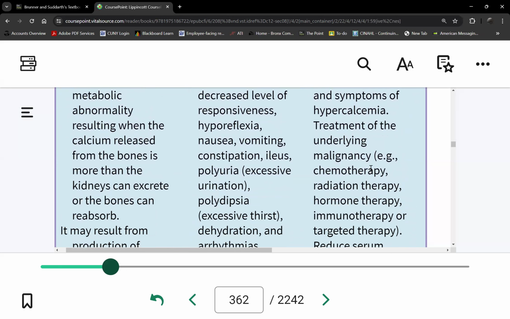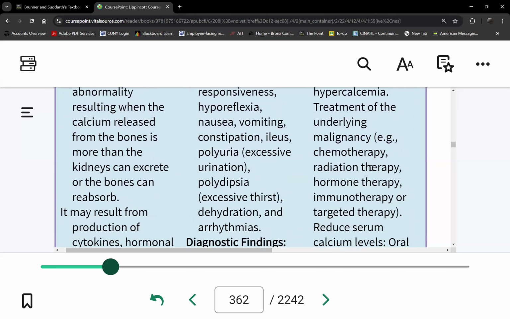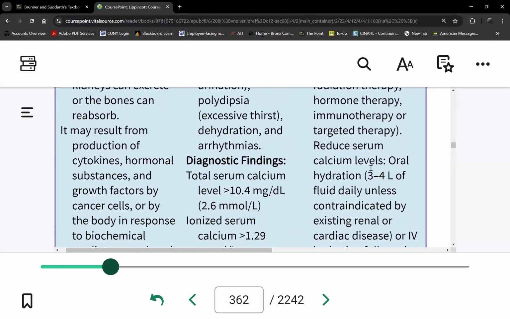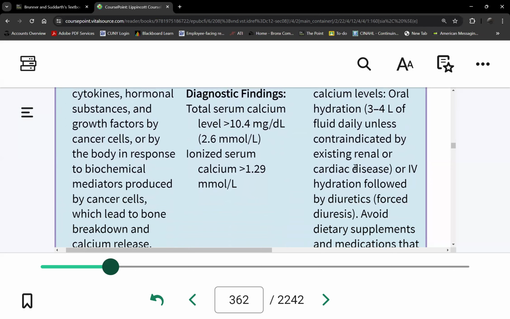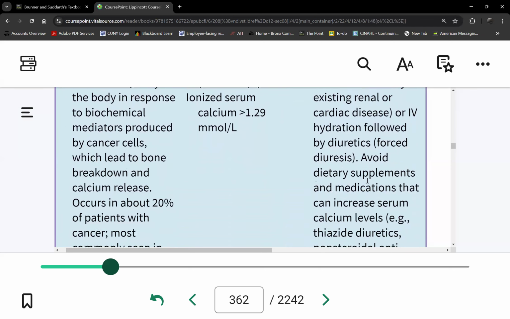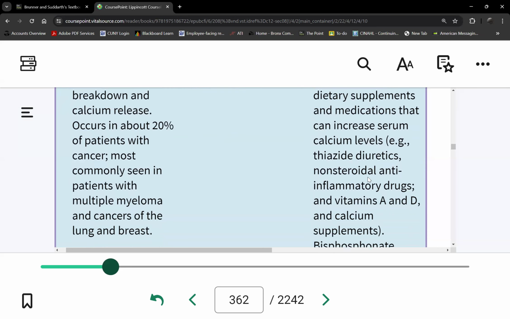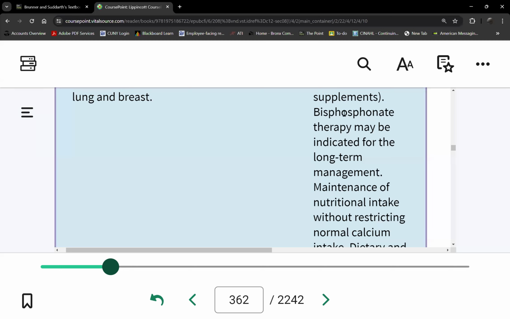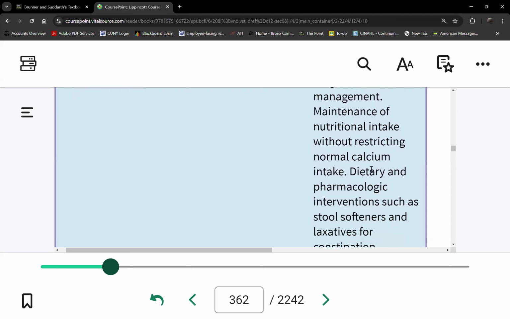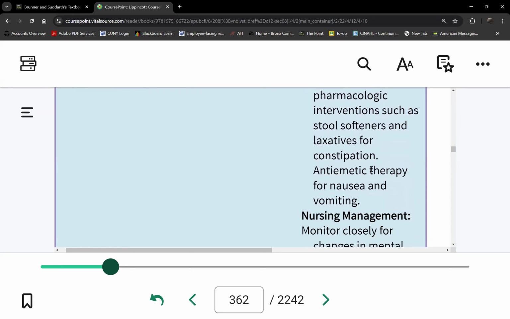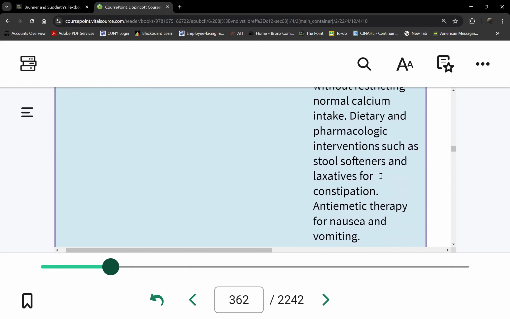So priority, of course, is cardiac arrhythmias. So we put them on a monitor and then we give the fluids with diuretics if they are options. So here, IV hydration followed by diuretics. Then avoid any more calcium intake if we can, and give bisphosphonate drugs, the same drugs we use for osteoporosis, okay, to push the calcium back into the bone. And symptomatic treatment, because hypercalcemia does cause severe constipation, so we'll put them on stool softeners and laxatives.